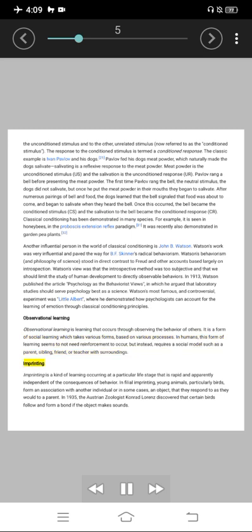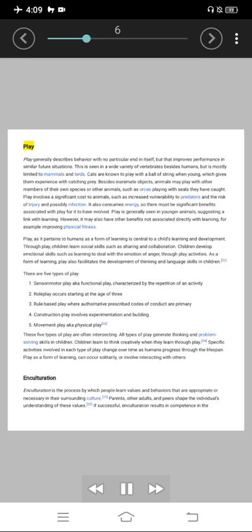Imprinting. Imprinting is a kind of learning occurring at a particular life stage that is rapid and apparently independent of the consequences of behavior. In filial imprinting, young animals, particularly birds, form an association with another individual or in some cases, an object, that they respond to as they would to a parent. In 1935, the Austrian zoologist Konrad Lorenz discovered that certain birds follow and form a bond if the object makes sounds.